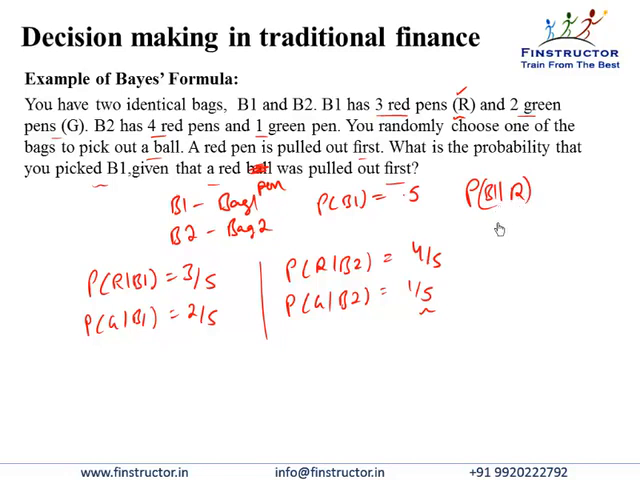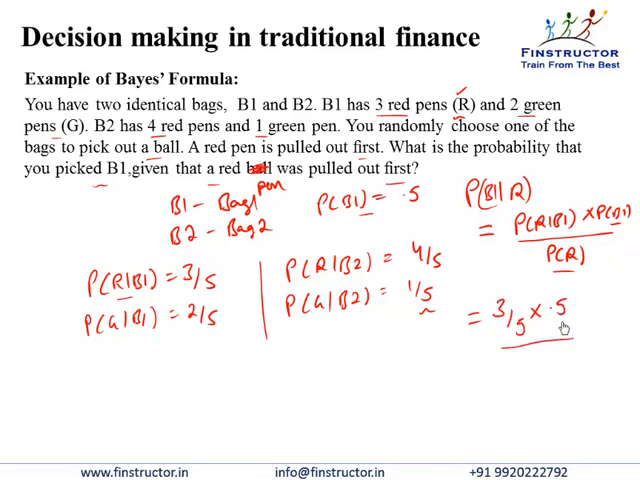Now the probability of bag 1 given R, from the Bayes theorem, can be written as the probability of R given bag 1 into the probability of bag 1, upon the probability of R. Please note the last two are unconditional probabilities and the first is the conditional probability of picking R given bag 1. What is the probability of picking a red pen given that you are in bag 1? 3 by 5. And what is the unconditional probability of picking bag 1? If there was no condition, a 50% chance, so 0.5.